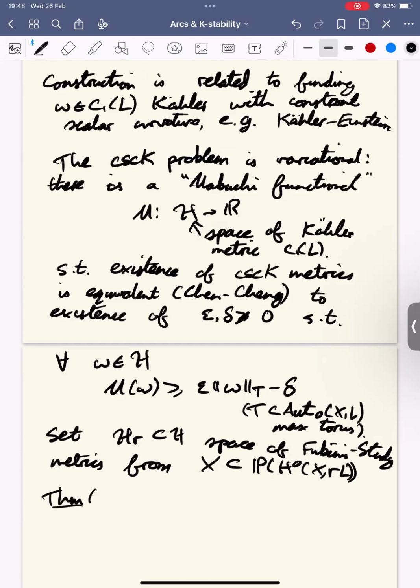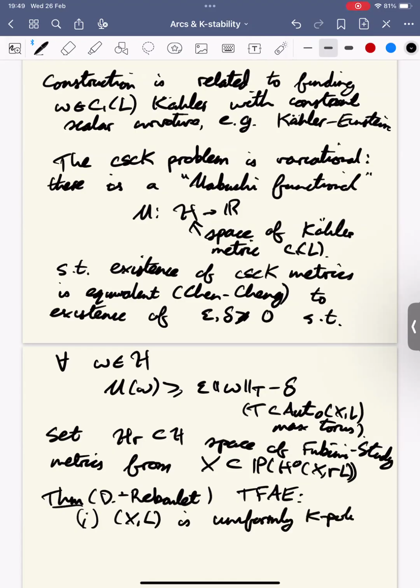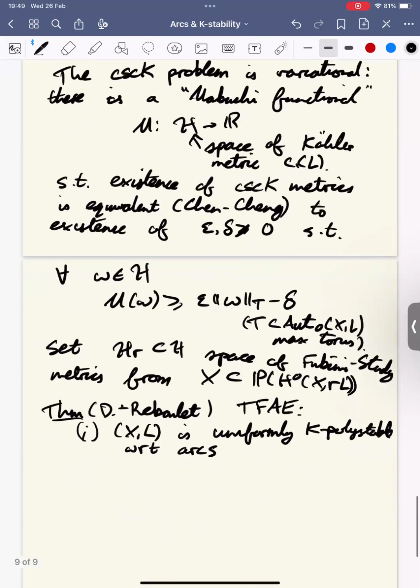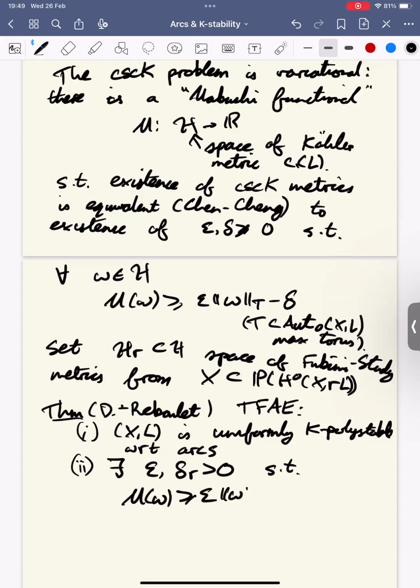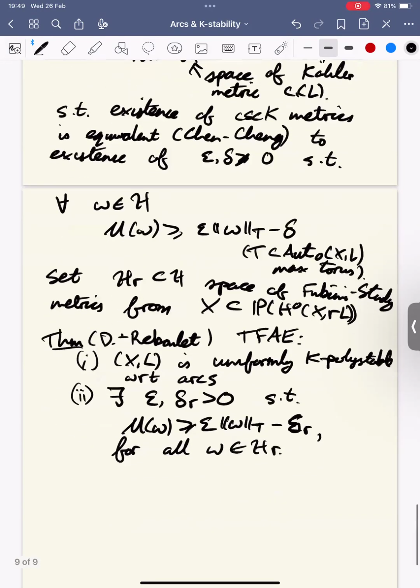Okay, so the theorem is the following. Again, joint with Rémi. First of all, X, L is uniformly K-polystable with respect to arcs. I haven't actually told you what that means yet, but maybe one can imagine what it might mean by trying to apply the results that I just spoke about to the Hilbert scheme. And secondly, there exist an epsilon and a delta_R greater than 0, so delta depends on R, such that the Mabuchi functional on omega is bounded below by epsilon times the norm of omega minus delta, but again, delta depends on R. So this is true for all omega induced by this embedding inside this fixed projective space, so this finite dimensional space of Fubini-Study metrics.